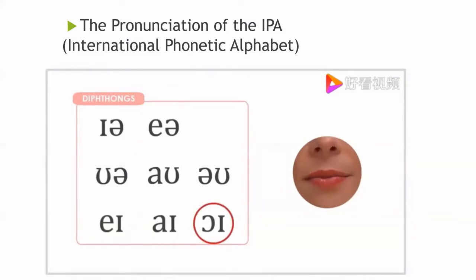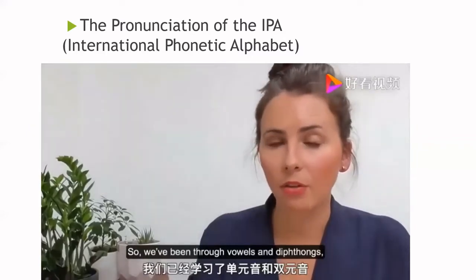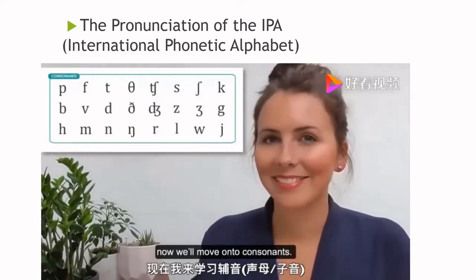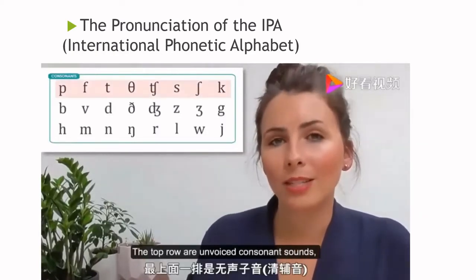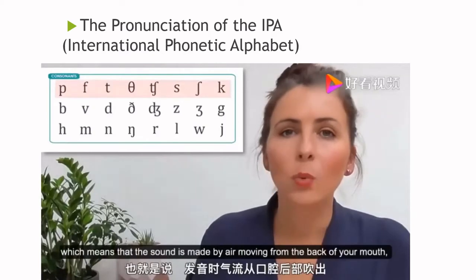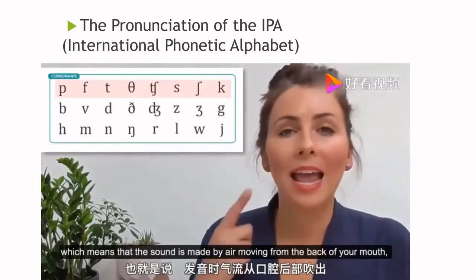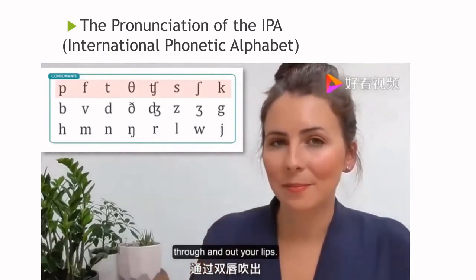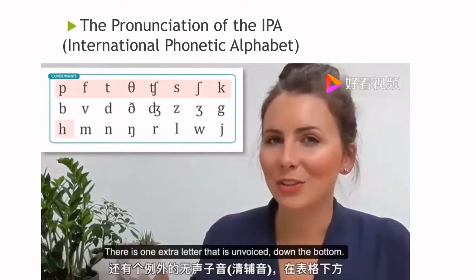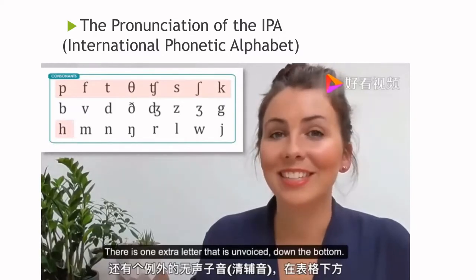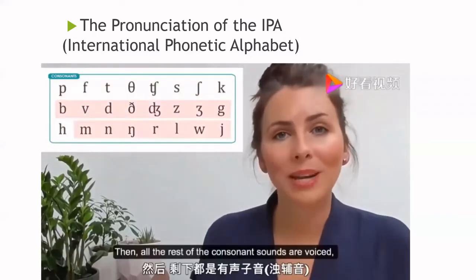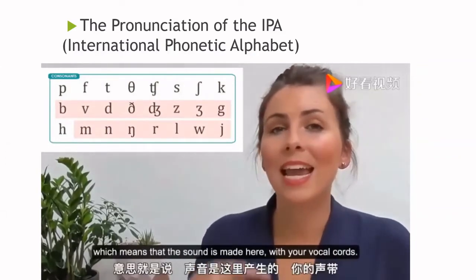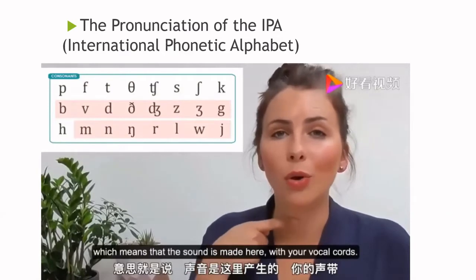Oi. So we've been through vowels and diphthongs. Now we'll move on to consonants. The top row are unvoiced consonant sounds, which means that the sound is made by air moving from the back of your mouth through and out your lips. There is one extra letter that is unvoiced down the bottom. Then all the rest of the consonant sounds are voiced, which means that the sound is made here with your vocal cords.